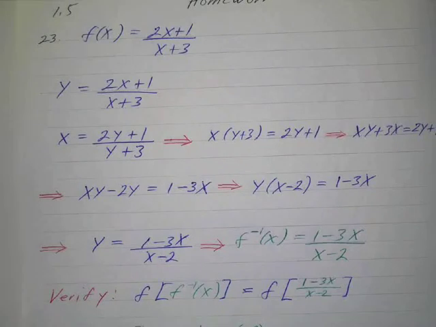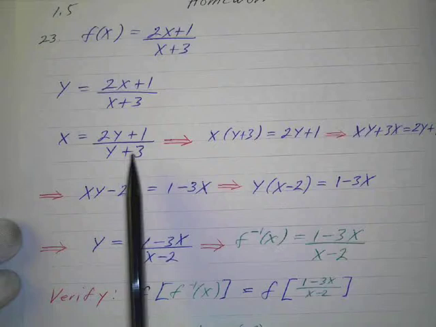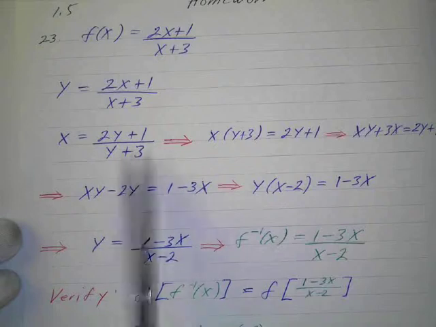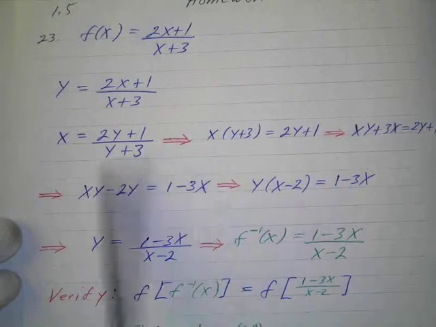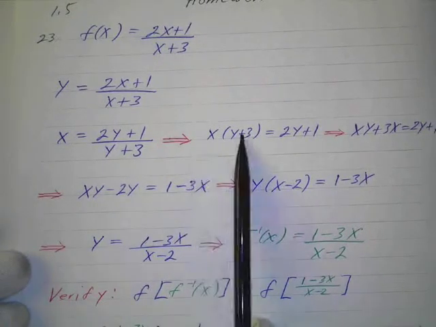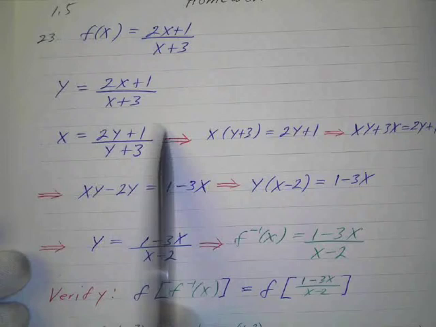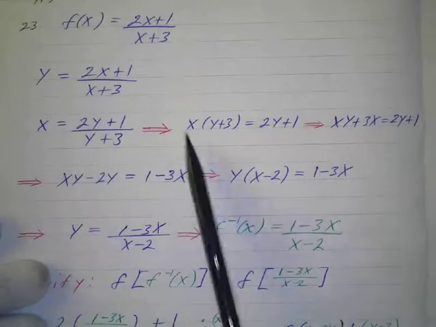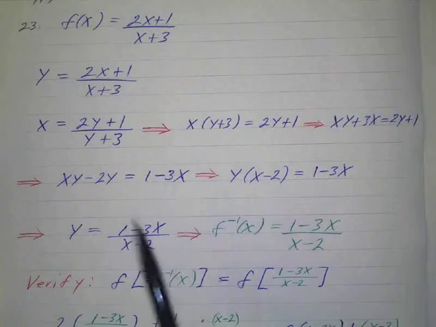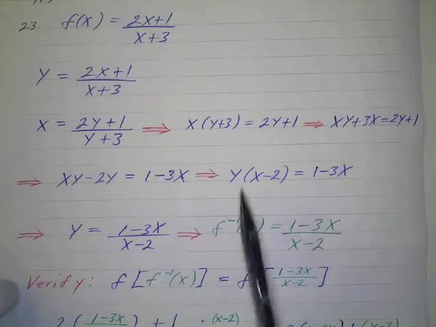So we have a fraction. We've got a y in the denominator, so I'll multiply both sides by y plus 3, and what in reality that does is that brings the y plus 3 over here, and this y plus 3 over y plus 3 becomes 1. So we have x times (y plus 3) on the left, and just 2y plus 1 on the right. And then I use the distributive property and multiply out so I can get all my y's on the left. So that's what we'll do.